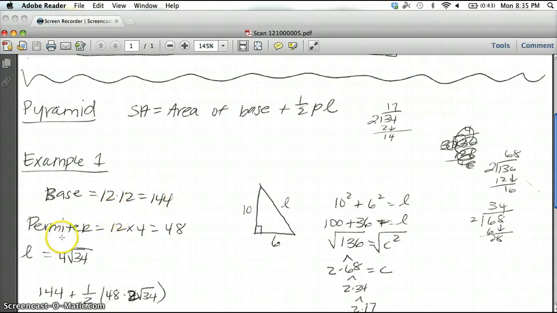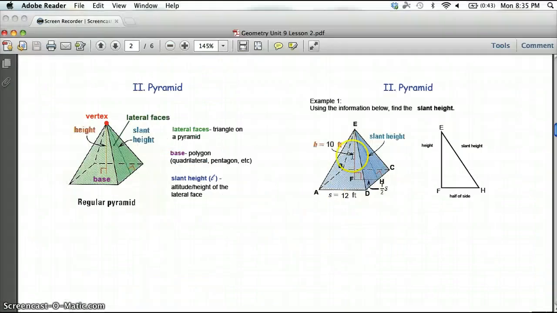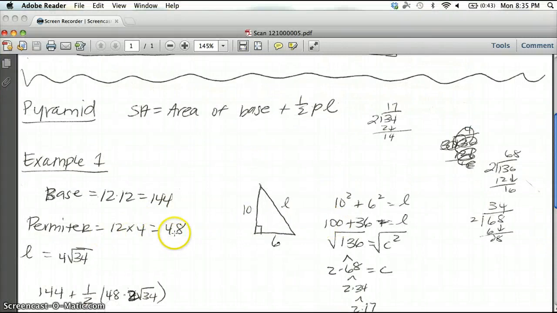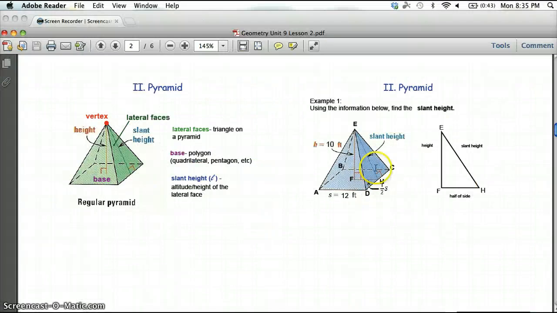Then I need the perimeter of my base. Now, if my base is a square, that means all four sides are the same. So it's going to be 12 times 4. So 12 times 4 is 48, and that's the perimeter. And then I need to figure out what is my lateral height. Now let's go back to my image. My image here shows that the height of my triangle is 10. The base of my triangle is going to be half of the actual base. So if my actual base is 12, then half is going to be 6.